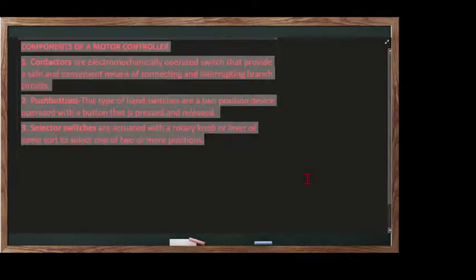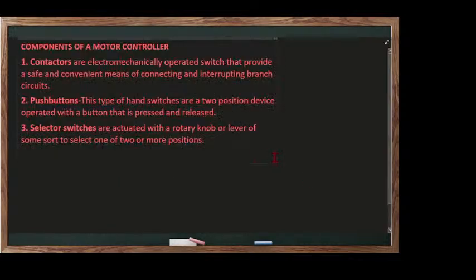Okay, so the components of a motor controller, no? First we have here the contactors. These are electromechanically operated switches that provide a safe and convenient means of connecting and interrupting branch circuits. Push buttons are this type of hand switch, two position devices operated with a button that is pressed and released. While the selector switch is actuated with a rotary knob or lever of some sort to select one of two or more positions.